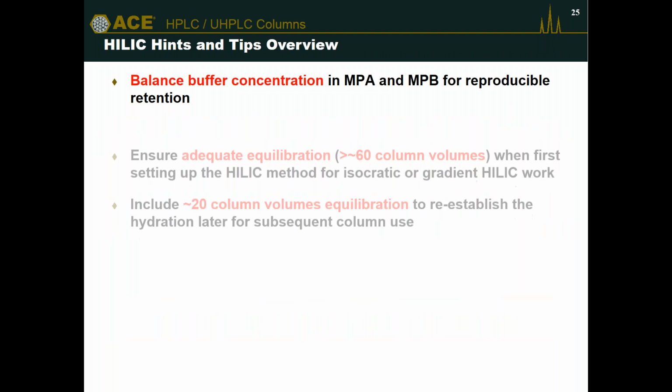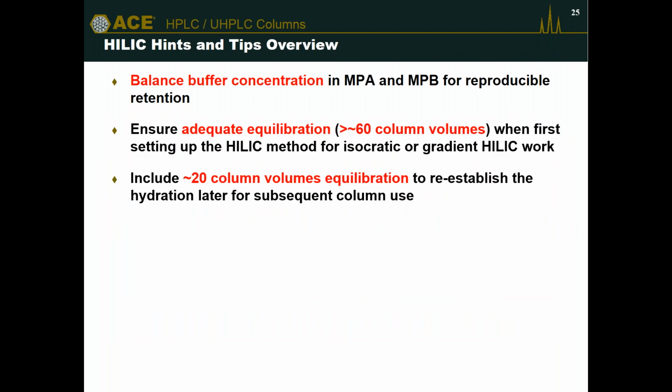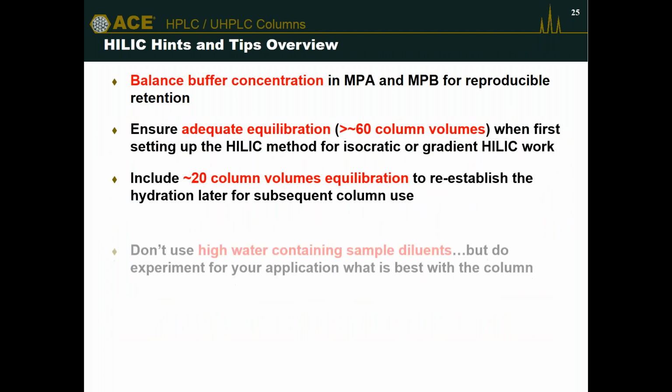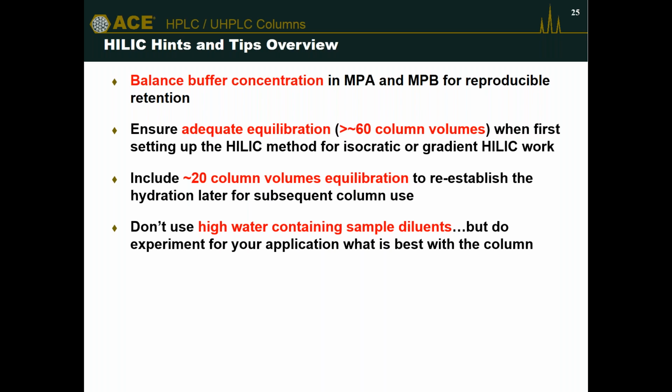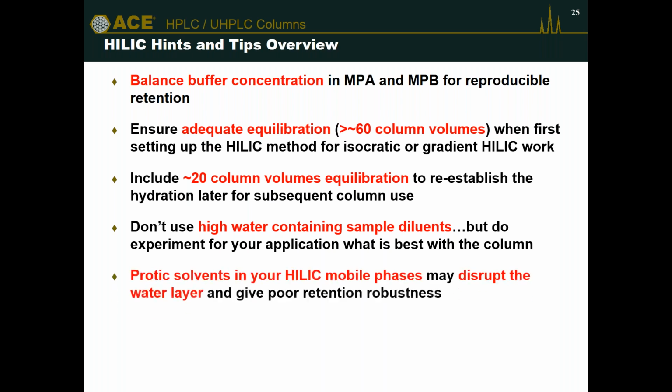So just a couple of other hints and tips. I'm not going to go through these in detail as we're slowly running out of time, but you can see here that we have comments about balancing the buffer concentration, equilibration of your column the first time you use it, and then if you're doing gradient, between the injections. If you use high amounts of water in your sample diluent, this can cause problems with peak shape.